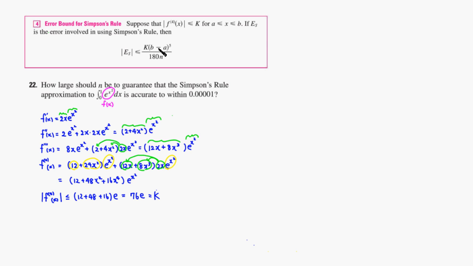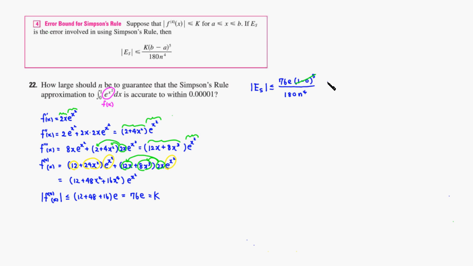So with the K value, we look at the error bound for Simpson's rule. K came out to be, we just found out, 76e. B is 1, A is 0, and you're raising it to the fifth power, which is going to be 1 anyway, so I'm going to just scratch that out. It's going to be 1. And then you have 180 n to the fourth power.